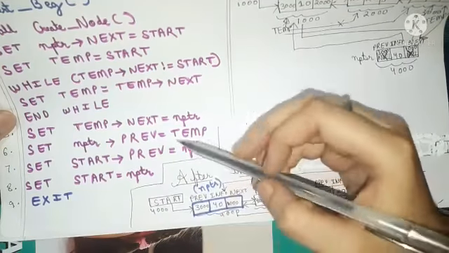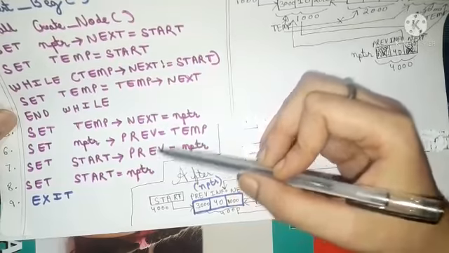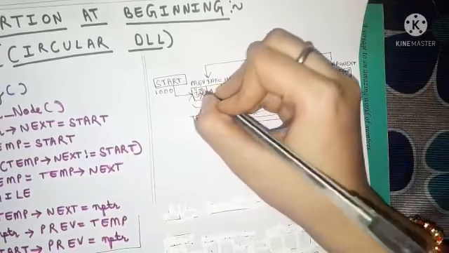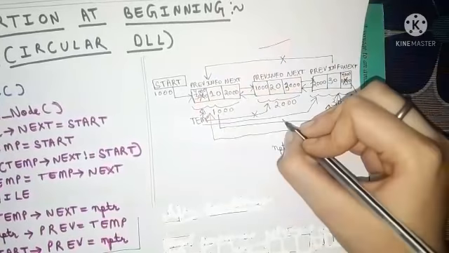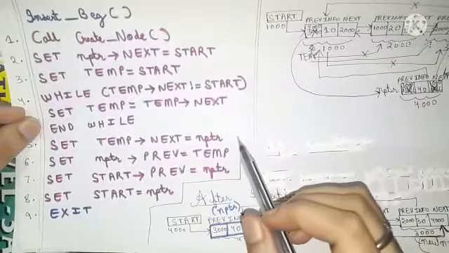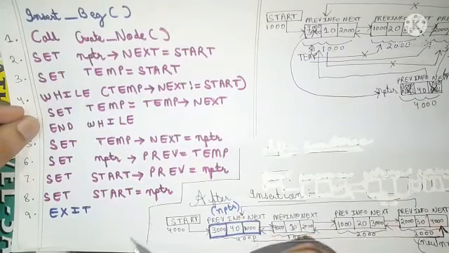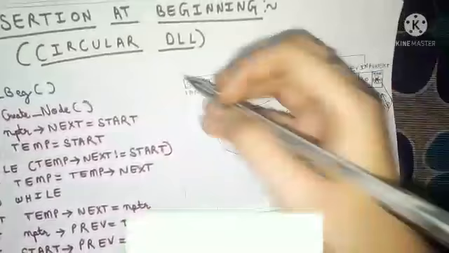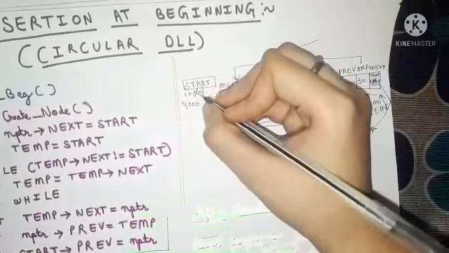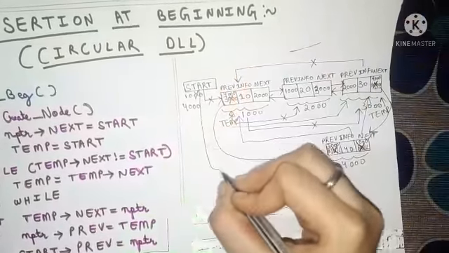After that set start prev is equal to nptr. You should be very careful while writing these two steps. First of all you should set start prev is equal to nptr. That means the previous part of our start, instead of 3000, will store the address 4000. It will no more point to this, but it will point to our new node, that is nptr. And then, as we want to insert the new node at the beginning, next we will set start is equal to nptr. Instead of 1000 it will store 4000.